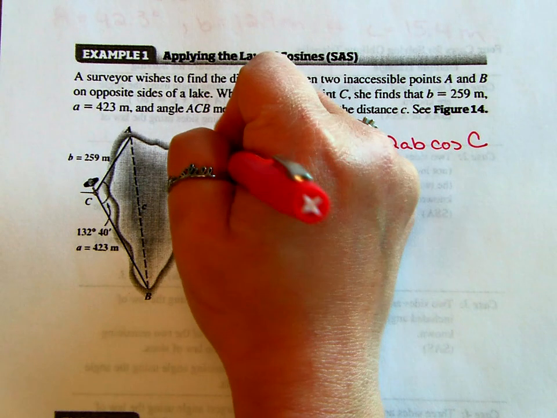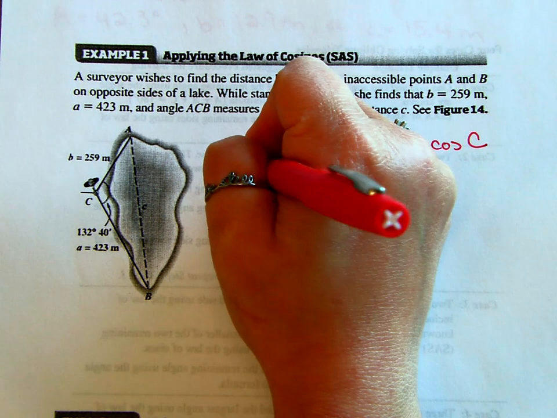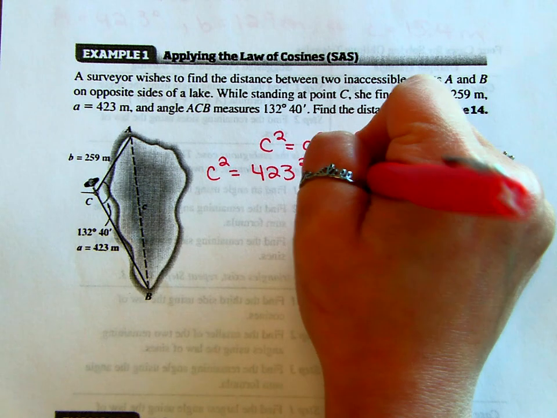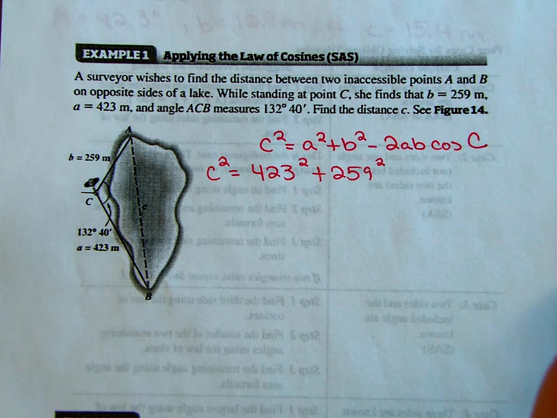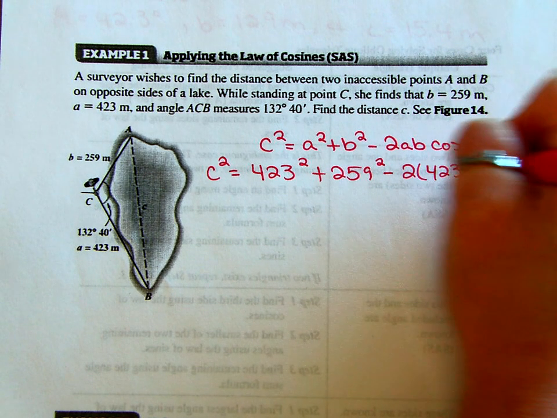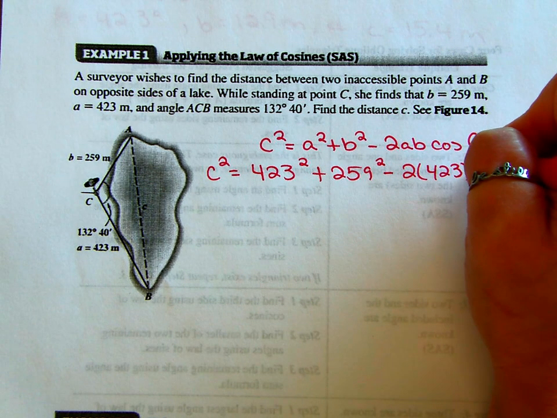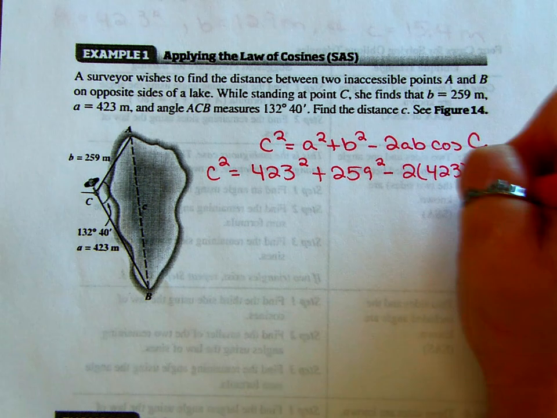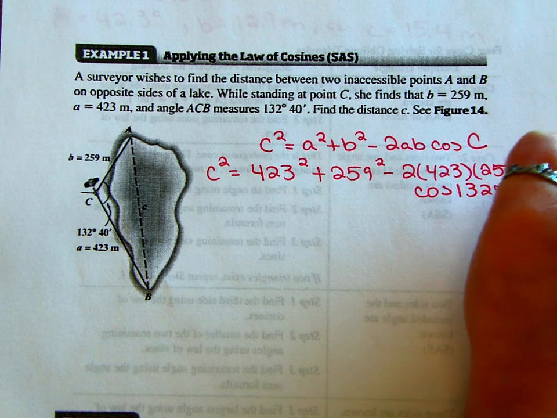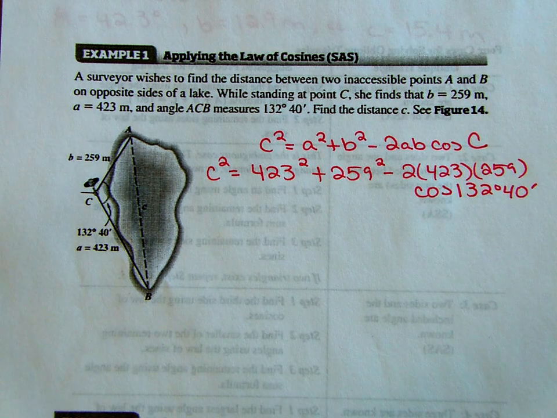C squared is going to be, well, A squared is 423 squared. Obviously, you're going to want a calculator for these. I do not expect you to do these by hand. Minus 2 times A, which is 423, times B, which is 259, times cosine of 132 degrees 40 minutes. You do have to convert your minutes into degrees, something you have to do before you type it into your calculator.